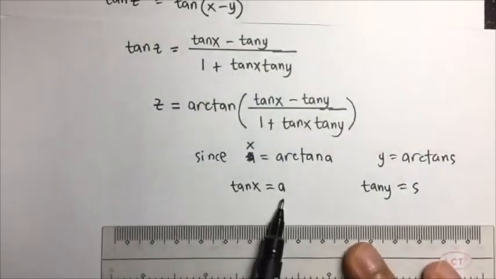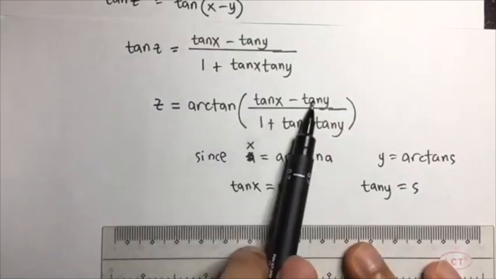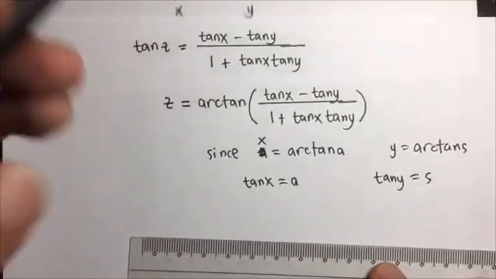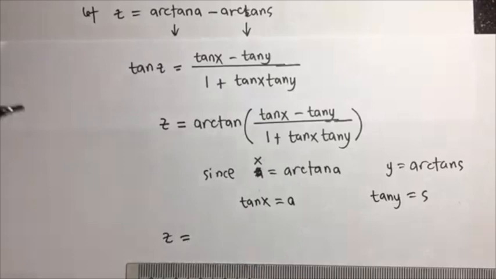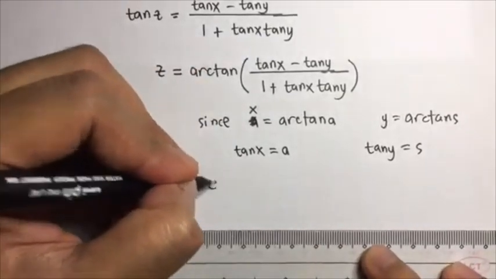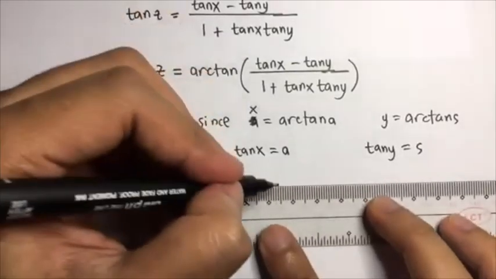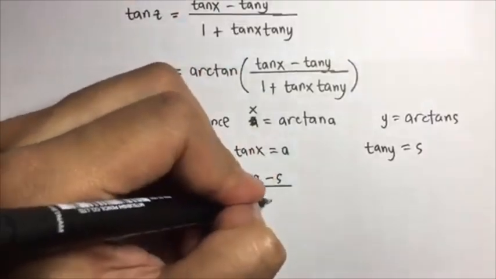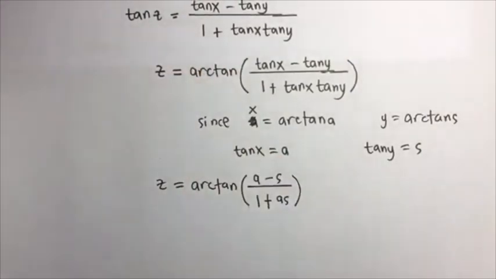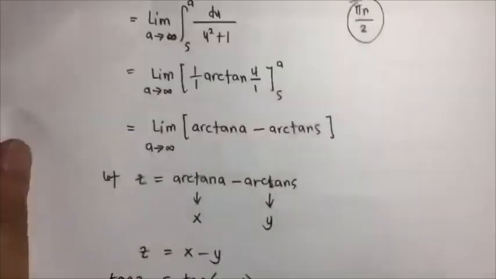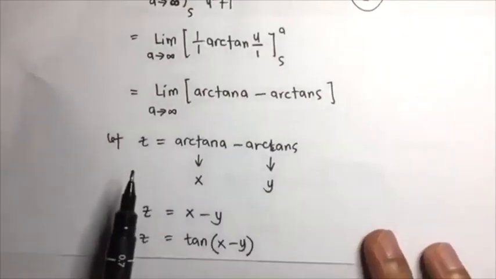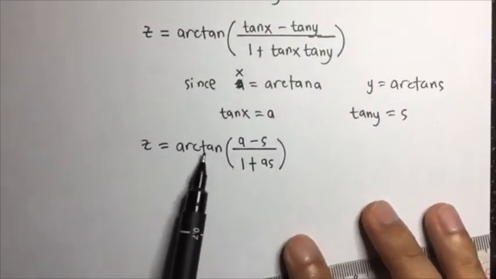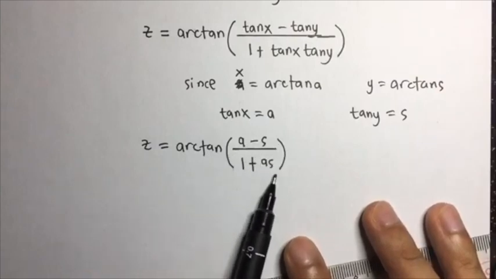So we can replace tangent of x with a and tangent of y with s. So therefore z is equal to arctan of a minus s over 1 plus as. Okay, so since we let arctan of a minus arctan of s as z, therefore arctan of a minus arctan of s is also equal to arctan of a minus s over 1 plus as.